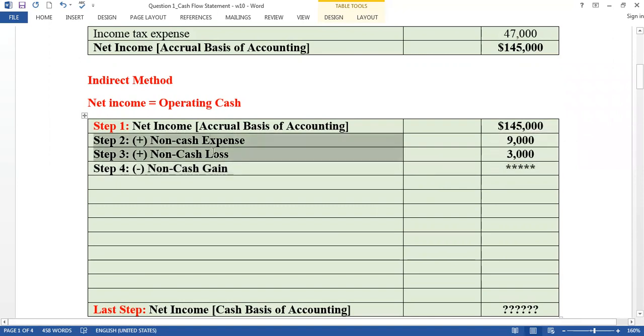Loss decreases our net income, but cash does not decrease. So we add it back.